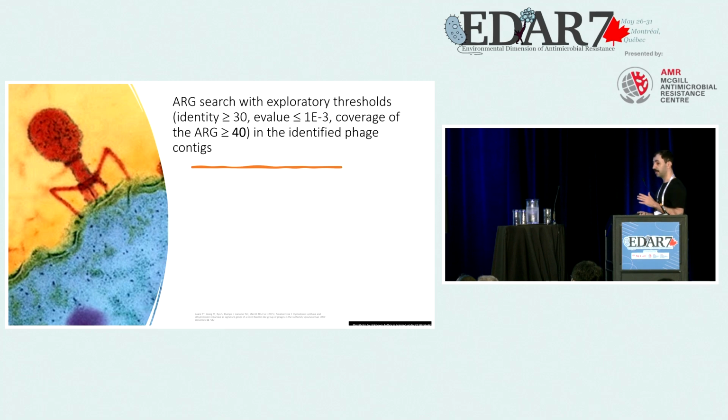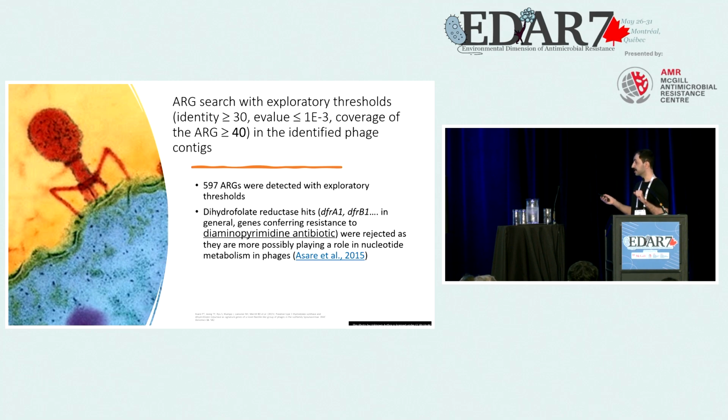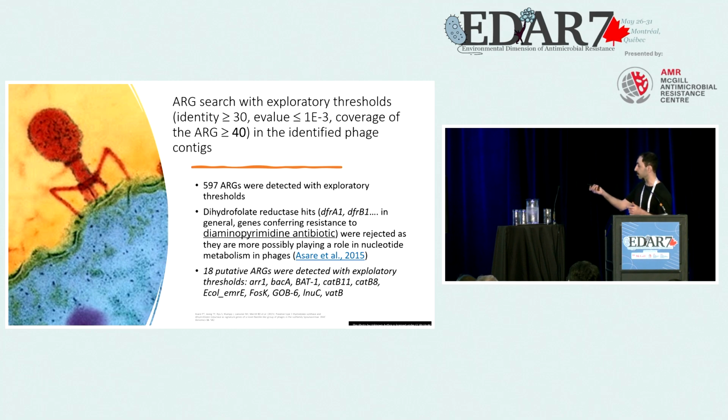My IRG search criteria were strict for bacteriophages, so I lowered them to an identity of 30%, an e-value of 10 to the minus 3, and a coverage of about 40%. In this case, I detected 600 resistance genes in the phage fraction. I also eliminated the DFR1A gene because it is highly similar to another protein in phages, which is a reported study. At the end, I only detected 18 potential IRGs in bacteriophages.